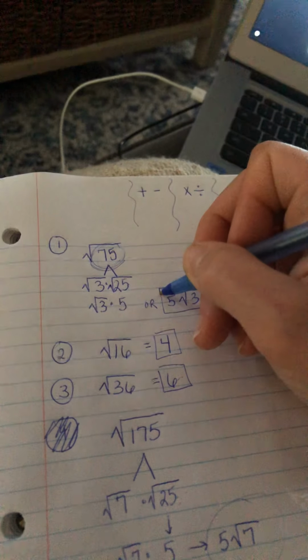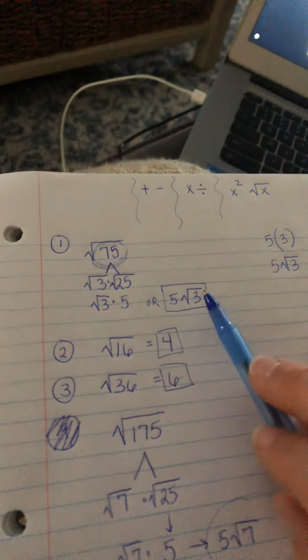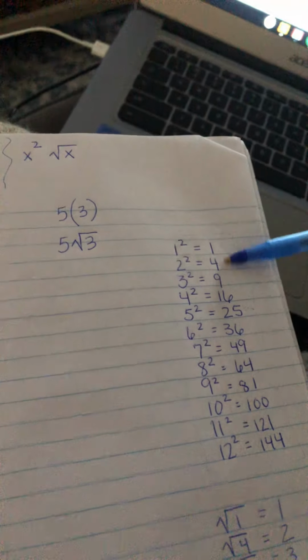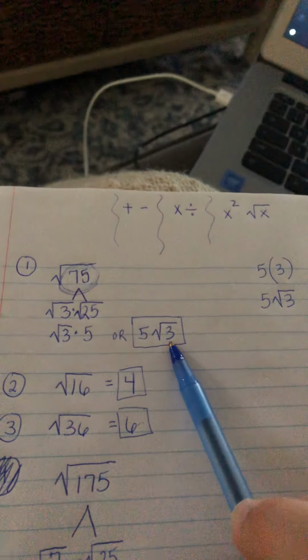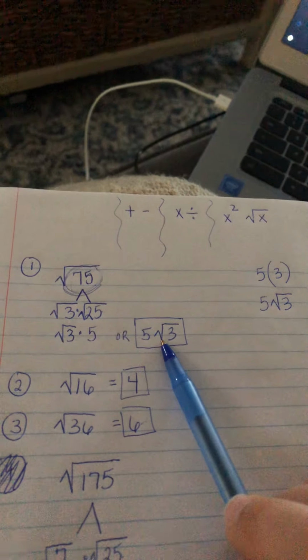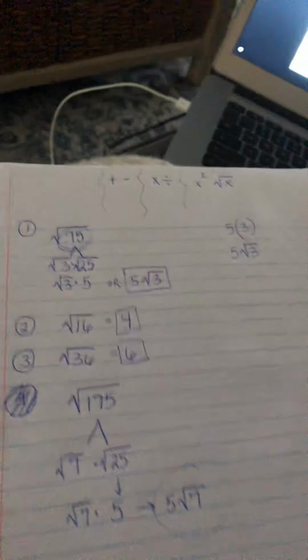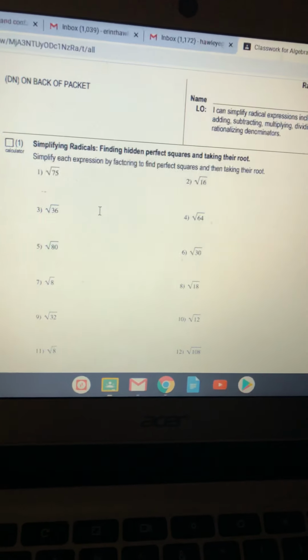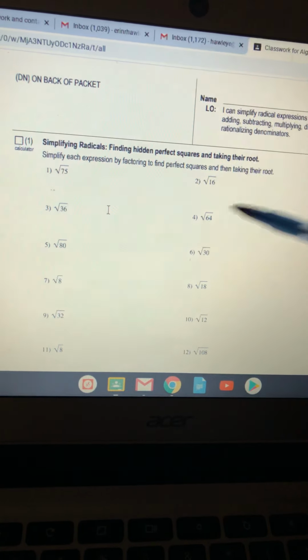And since square root of 3 is not going to get us a perfect number, it's going to get us a decimal, and there's nothing more that goes into 3 except for just 1, we're just going to leave this radical of 3 with the 5 right outside. So 5 square root of 3 is your final answer. All right? I really wanted most of these on this worksheet to be as simple as number 2, number 3, number 4.